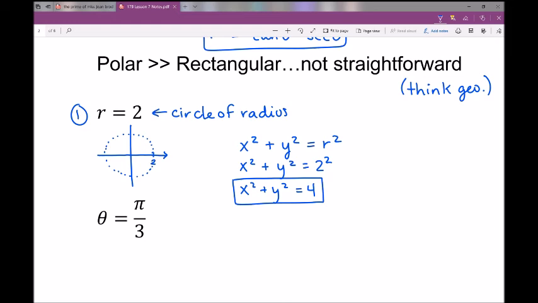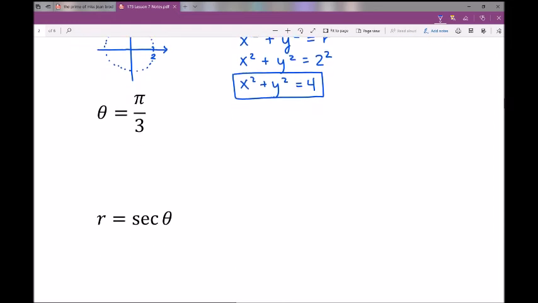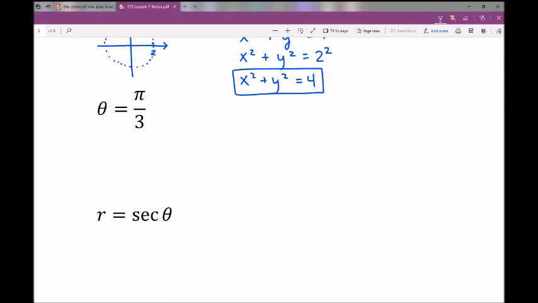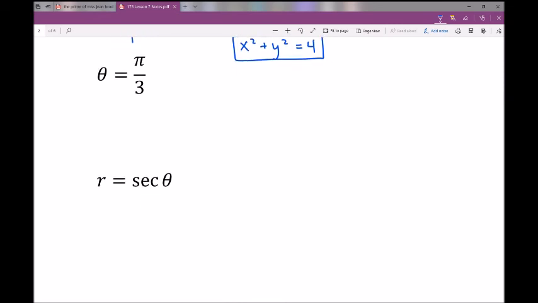Okay? So we'll do two more examples with this. The next one is theta equals pi over 3. Again, let's think about what this would look like in the polar coordinate system.